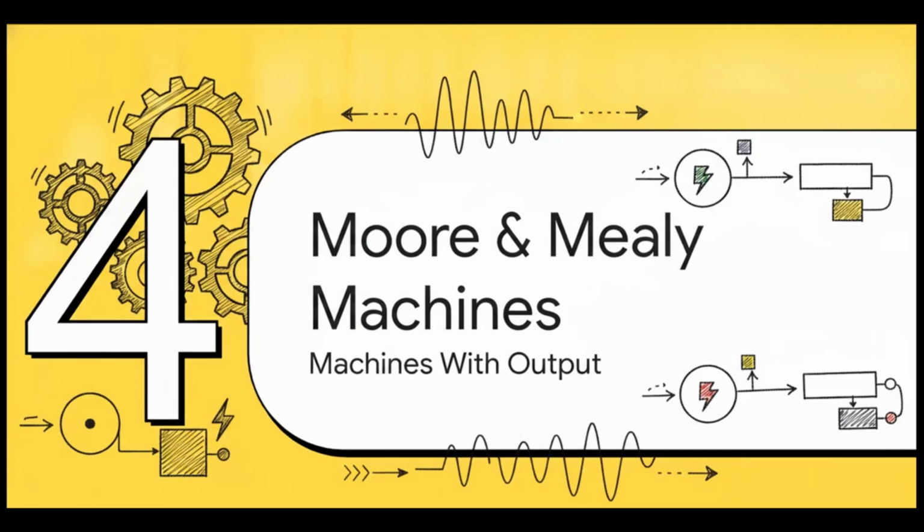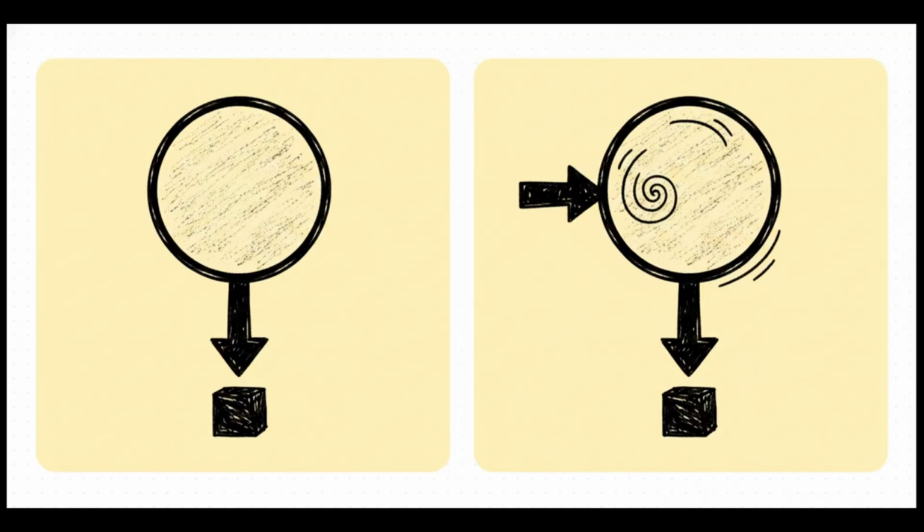Next up, section 4, Moore and Mealy machines. So up until now, standard FA just accepts or rejects. But these finite state machines, they actually take action. The distinction here is simple, but it's massive for system design. With a Moore machine, the output depends strictly on the current state. But with a Mealy machine, the output depends on the current state plus the current input. Exploring these functional design alternatives is absolutely essential when you're constructing dynamic state-based systems.